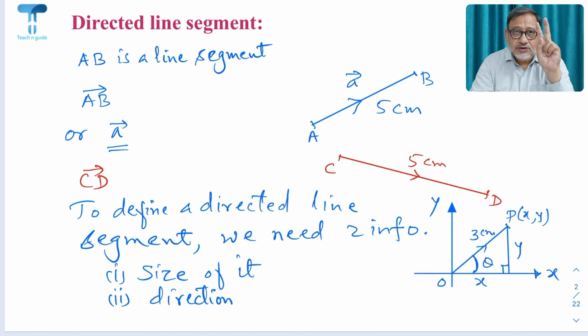Remember that you need two pieces of information. First is the size of that vector. Second is the direction of it. Then only we call it a directed line segment. And such directed line segments are also called vectors, isn't it? What is a vector? A vector is a directed line segment.